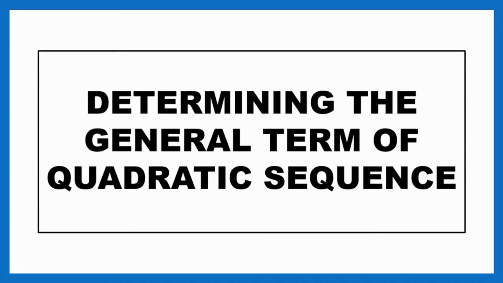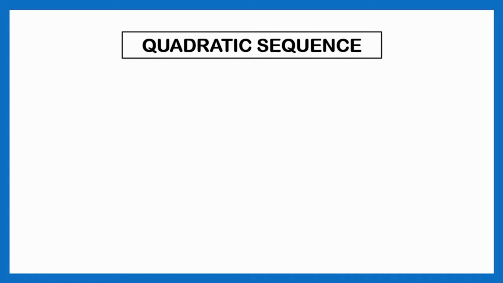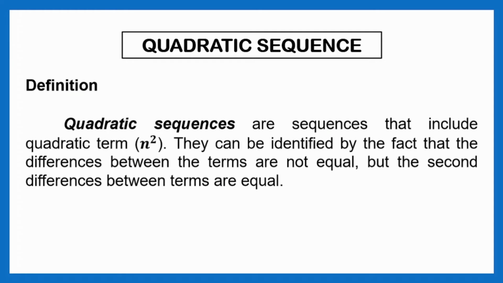Hi everyone! Welcome sa lesson natin ngayong araw. So for today, we're going to discuss about determining the general term of quadratic sequence. And this is now part number 2. Alright? So, same thing. We're just going to define again kung ano nga bang ibig sabihin ng quadratic sequence. So, as we said last time, quadratic sequences are sequences that include quadratic term. Ibig sabihin ng quadratic term, kailangan sa sagot natin, merong lalabas na n squared. Right? Or the highest exponent dapat ng variable natin is squared or 2.